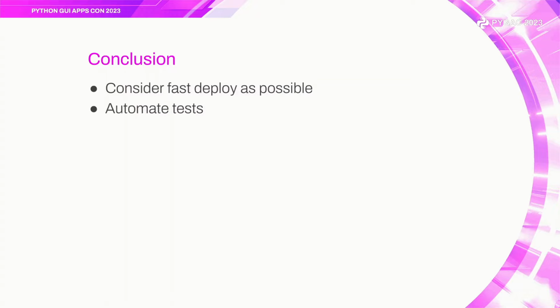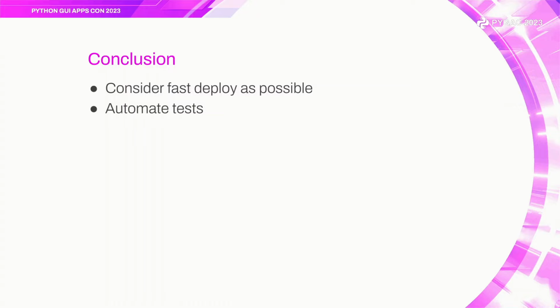Okay. So, just for simple conclusions, consider fast deploy as much as possible, okay, because your solution will change, business logic will be created, and you will have to update your application. So consider the fast deploy that you can, and automate tests because you will not have time every time to test all your applications. So automate all that you can.